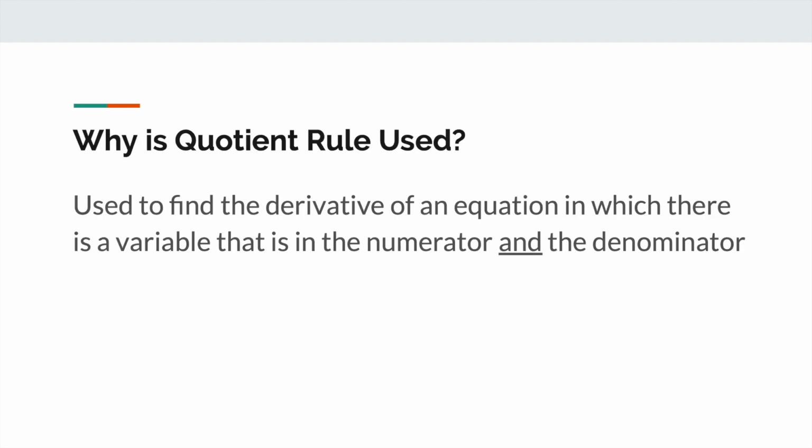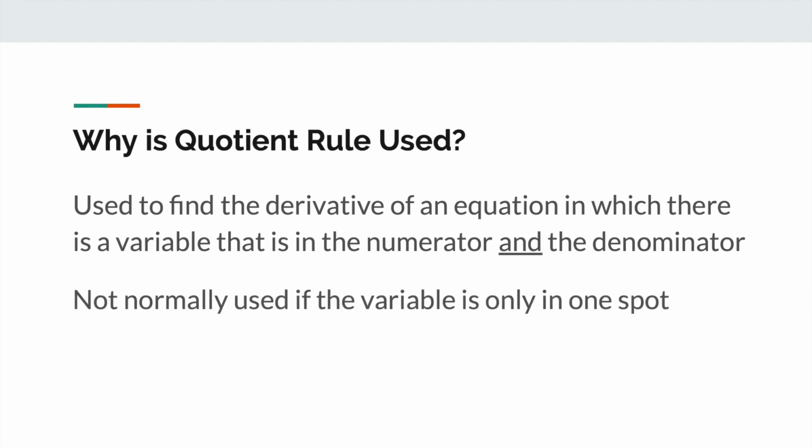Now, the quotient rule is mainly used to find the derivative of an equation in which there is a variable that is in the numerator and the denominator. It is not normally used if the variable is only in one spot.